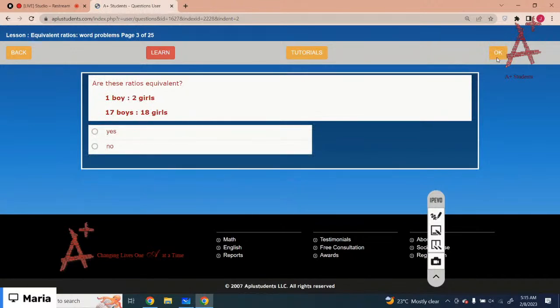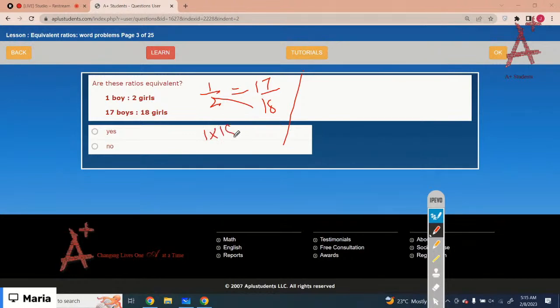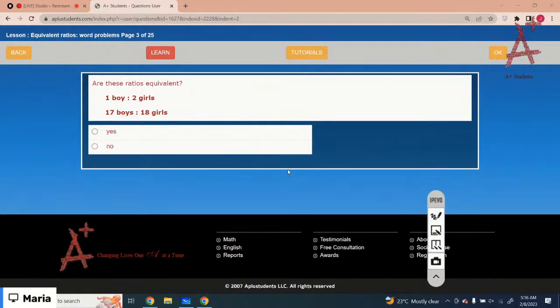Okay, the next one is, are these ratios equivalent? 1 boy to 2 girls, 1 over 2, and 17 boys to 18. Got it? So just cross multiply. You have to do 1 times 18 and 2 times 17. 1 times 18 is 18 and 17 times 2 is 34. So they are not equal. No. That means the ratios are not equivalent. Got it? So the correct option is no, they are not equivalent.